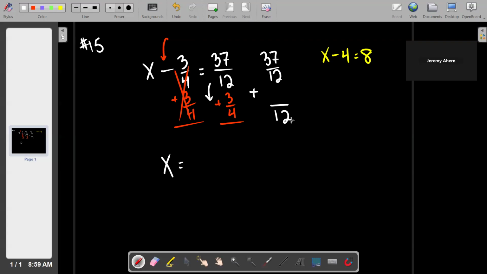So you think to yourself, okay, in that bottom fraction, the one that used to have a 4 on the bottom, what did I do to the 4 to make it a 12? I multiplied it by 3. And if I multiplied the bottom of that fraction by 3, I multiply the top by 3. And guess what? We now have a pair of compatible partner fractions. If the bottoms are the same, then all you have to do is keep the bottom the same for your answer and add the tops. What's 37 plus 9? 46. 46 over 12.